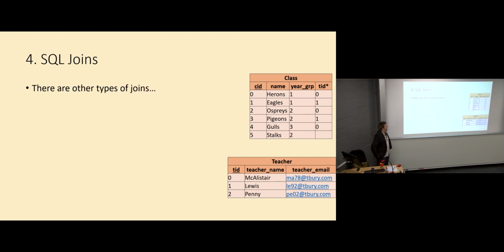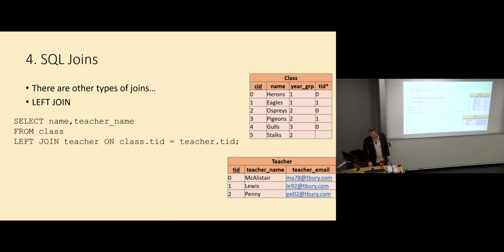But there are other types of joins that allow us to extract all of the classes and all of the information. For example, a left join. So here we've got the same select, the same from, but this time we're using a left join. Can anyone guess what a left join is going to do?